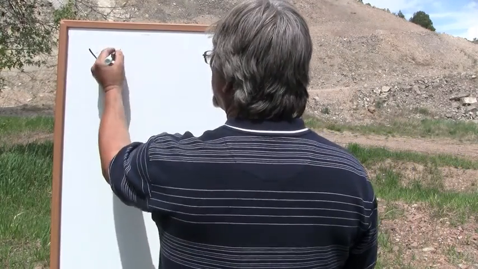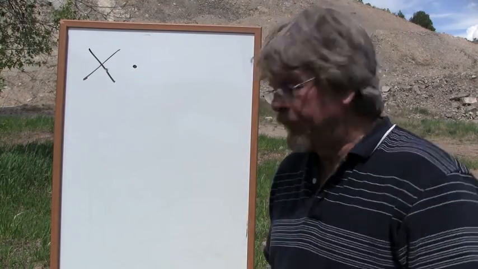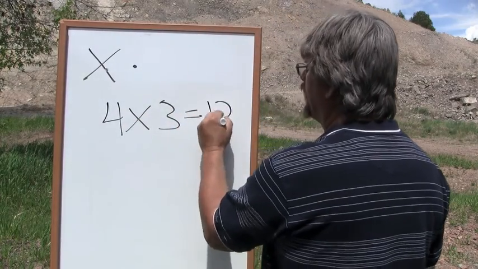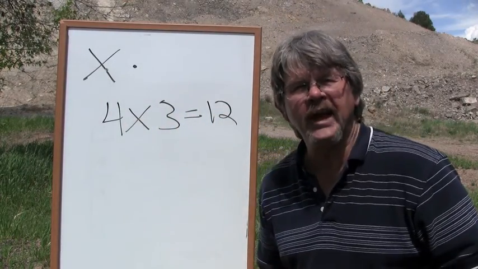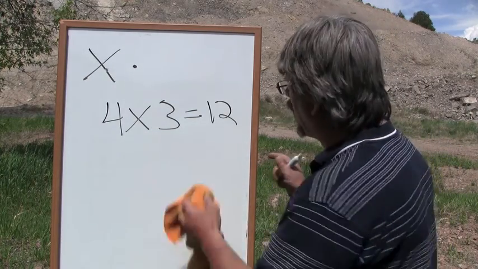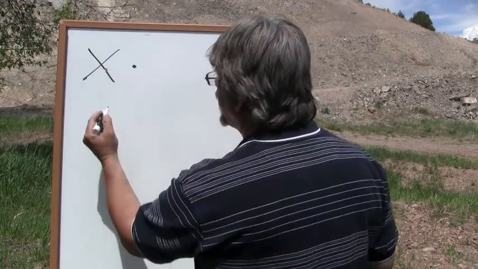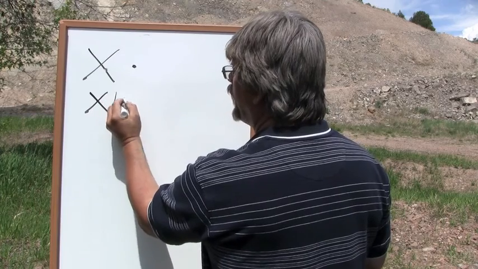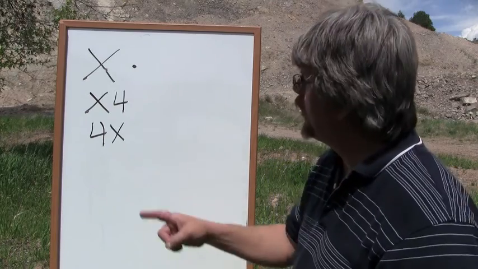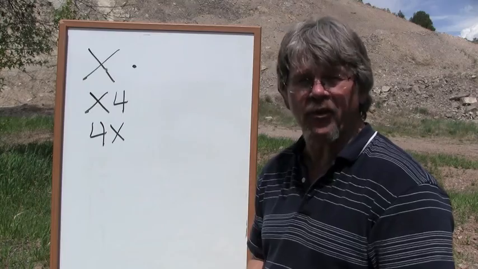For instance, x, and I'm going to use the dot for times. In grade school we said 4 times 3 is 12, and they used the x for the multiplication. In algebra, that can be confused with a variable, so we went to using either the dot, or another way to multiply is x4 or 4x. By simply writing the number next to the variable, you know that they're going to be multiplied together.